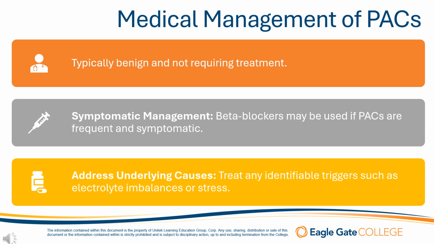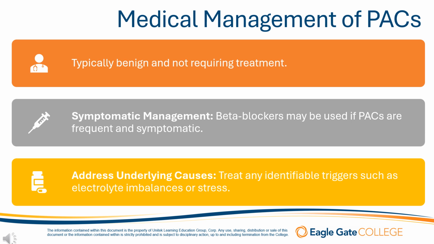Stress and anxiety are common triggers for PACs. Patients may benefit from stress reduction techniques such as mindfulness, meditation, or relaxation exercises. Behavioral therapy, such as cognitive behavioral therapy or CBT, can also be effective in managing anxiety that may contribute to PACs. Caffeine and other stimulants, such as nicotine or certain medications, can precipitate PACs. Reducing or eliminating caffeine intake and avoiding stimulants can help to decrease the frequency of PACs.